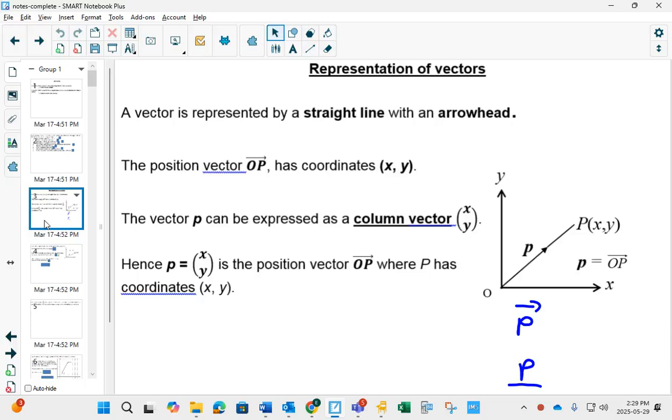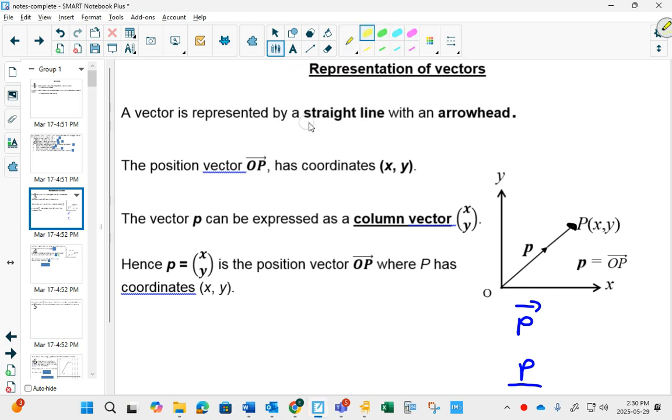How do we draw vectors? How do we represent vectors? Vectors are represented with a straight line and an arrowhead. Sometimes that arrowhead's in the middle, sometimes they put it on the end. I usually put arrowheads on the end just because it feels weird to put an arrowhead in the middle. And our first definition here is a position vector. It always starts at the origin and goes to some point.